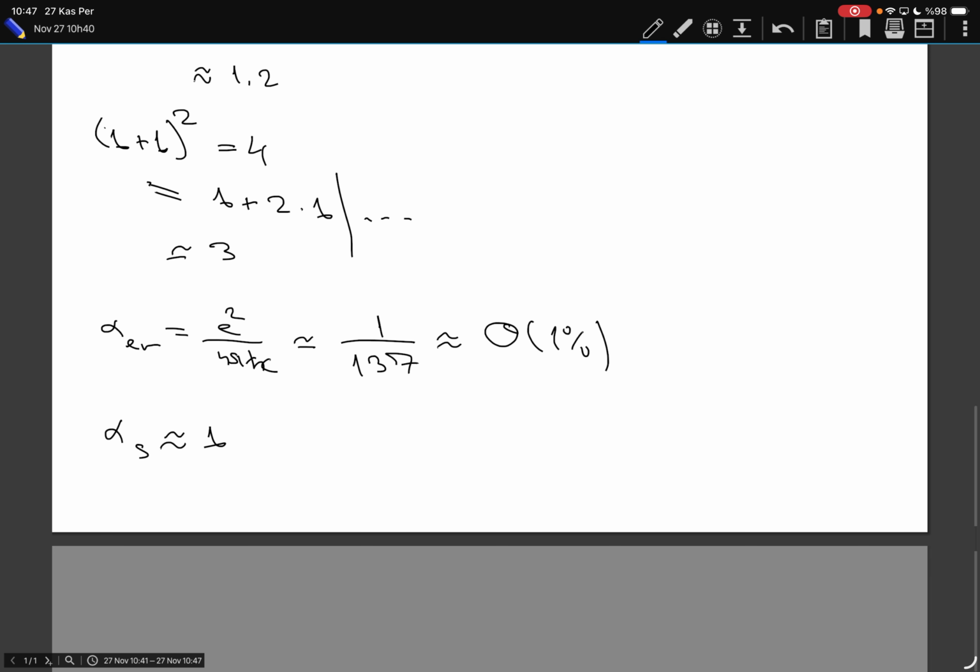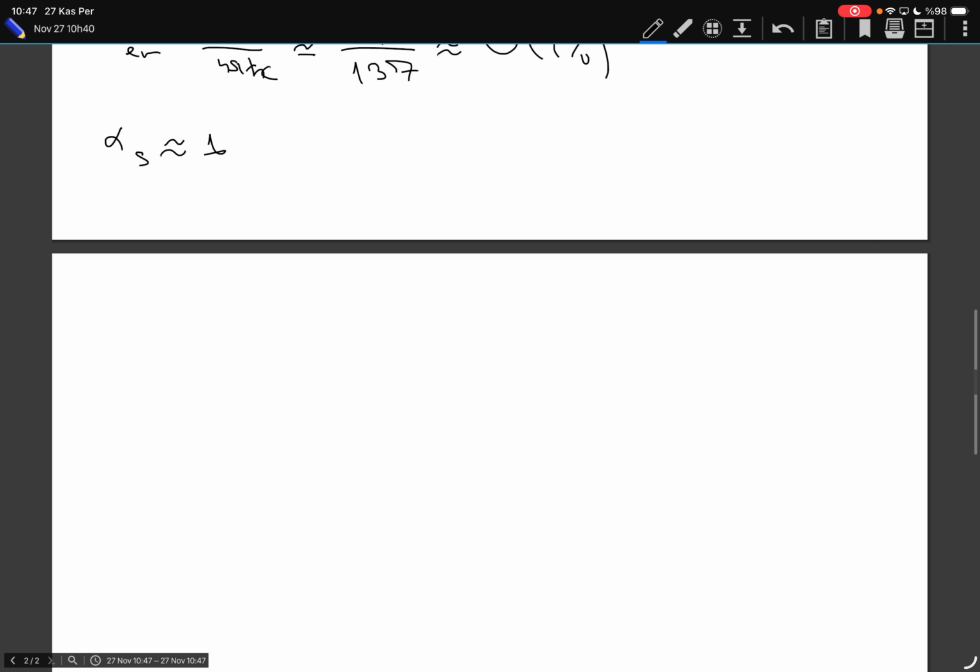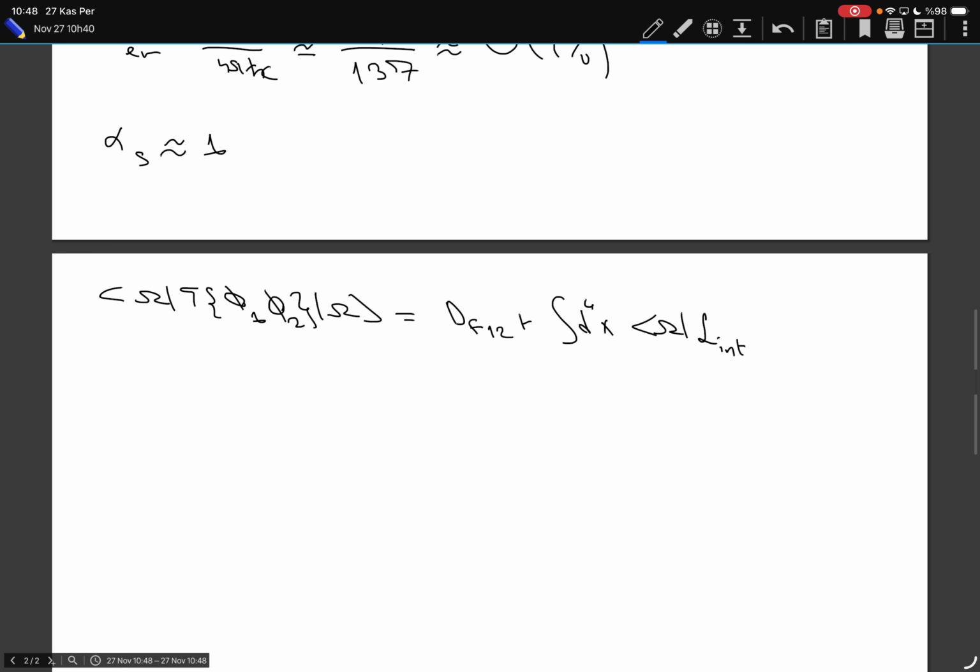So I have to calculate more and more terms. Now, what does the Schwinger-Dyson equation tell me? It tells me, for example, this matrix element is given by, well, now I don't remember the exact expression, but let's say the free Feynman propagator. It should be something like this.